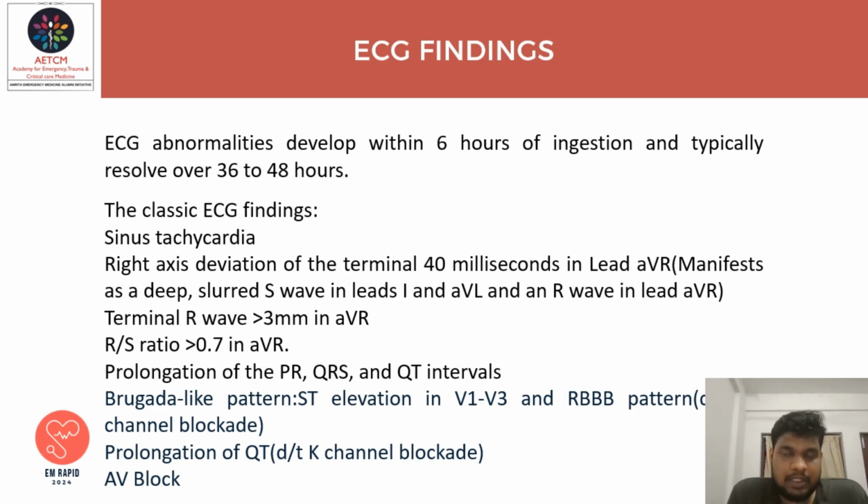In TCA toxicity, there will be a terminal R wave in lead aVR, a terminal R wave of more than 3 millimeters in aVR, and an R by S ratio of more than 0.7 in aVR. There is also prolongation of the PR interval, QRS complex, and QT interval, and a Brugada-like pattern, which includes ST elevation in V1 to V3 with an RBBB pattern. Prolongation of the QT interval is due to potassium channel blockade, and sometimes we can see AV blocks.